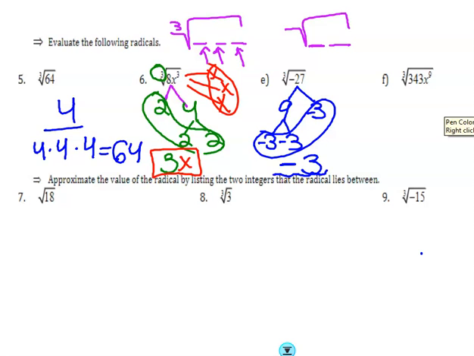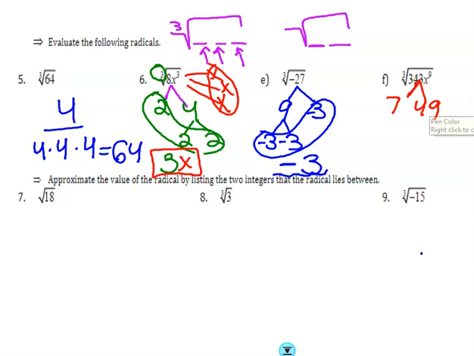All right, 343. I don't know what goes into 343, so I'm going to just start dividing different numbers. So let's do 343 divided by 4, or 343 divided by 8. Or 343 divided by 7. Okay, so 343 is 7 times 49.